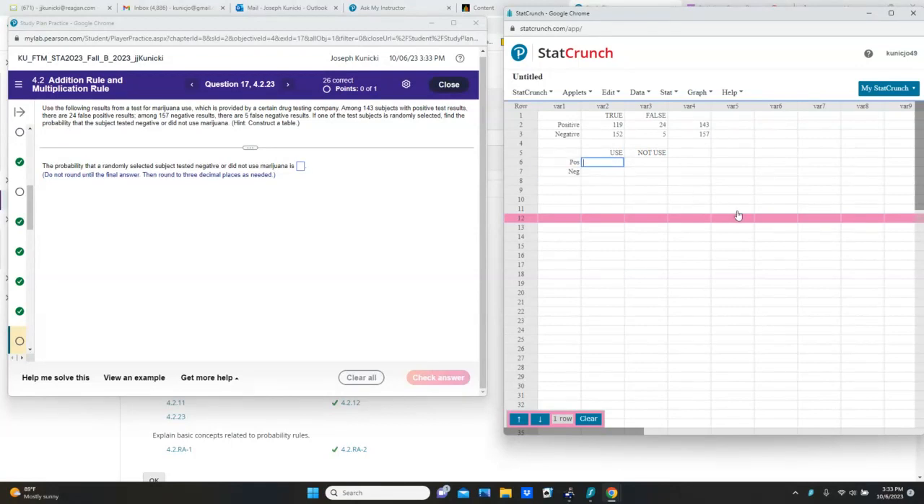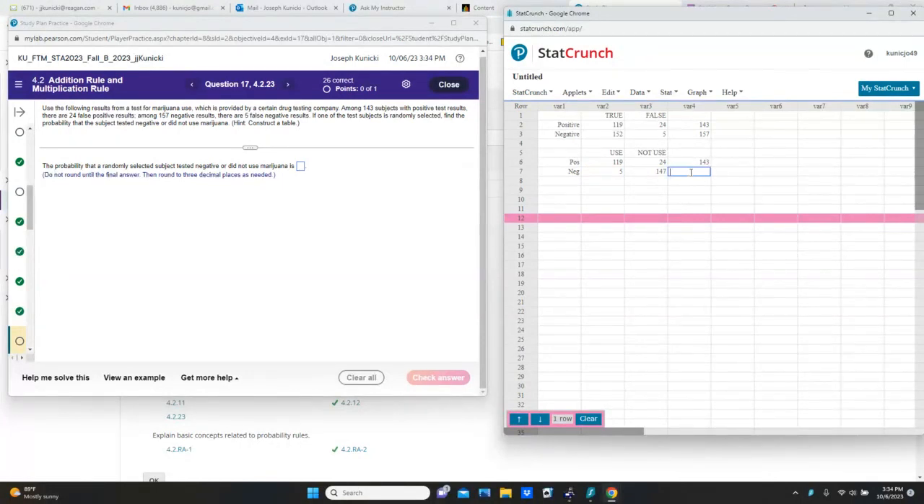All right. So from the positives that were true, those were users. So there's 119. The false positives were the ones that didn't use. That's 24. So we still have 143 in that column. Now, the negatives on the test results that actually used, those are the false negatives. Because the test said they were negative, but they were false, so they were users. So that's 5 used. That means 147 didn't use.